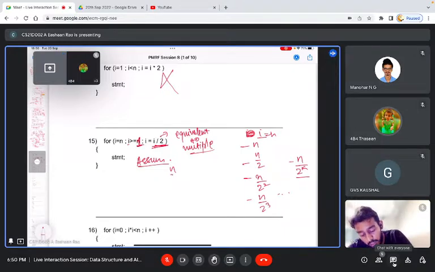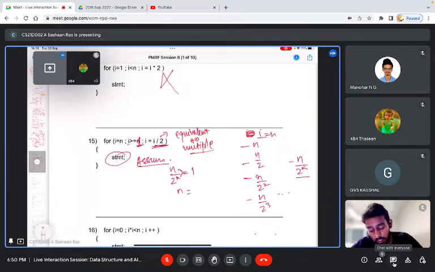So we have to assume that 2 raised to k is greater than or equivalent to 1. Till that time, the value n by 2^k will be great. If it is greater than 1, the statement will execute. So by solving it, n equals 2^k, and k will become log n base 2.